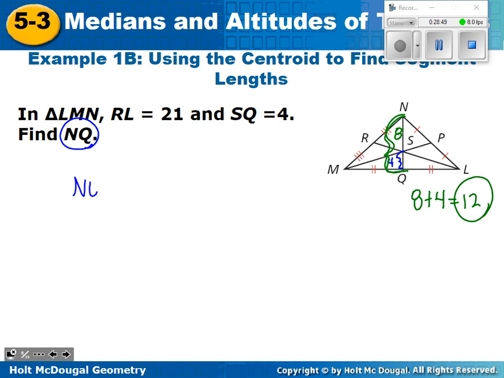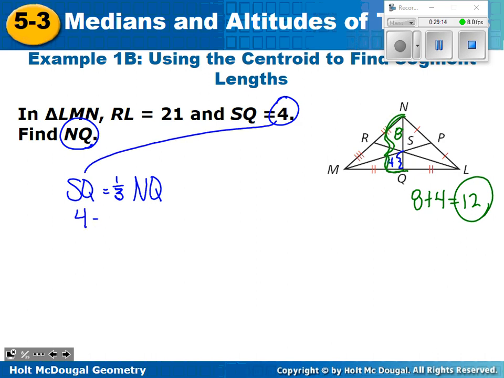NQ, look at the picture, is the 1/3 part, and it's 1/3 of the whole thing. NQ. Plug in what they give you. Or excuse me, that's not right. SQ is the 1/3 part, so sorry, and it is equal to 1/3 of the whole thing, NQ. And then plug in what they give you. SQ is 4, and then work backwards to solve for NQ.